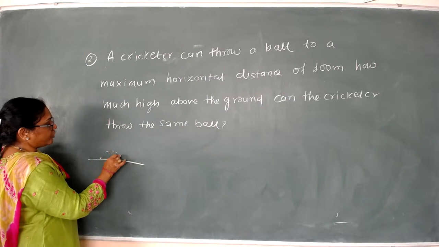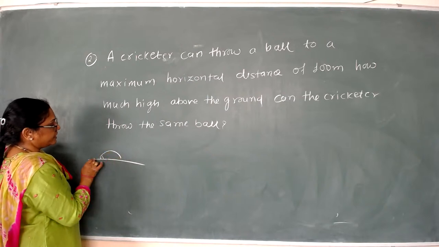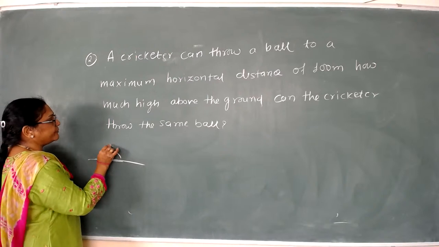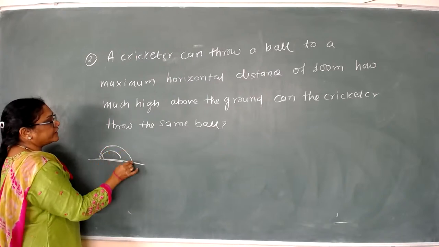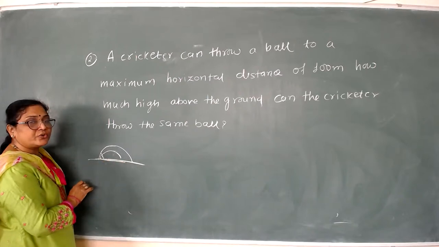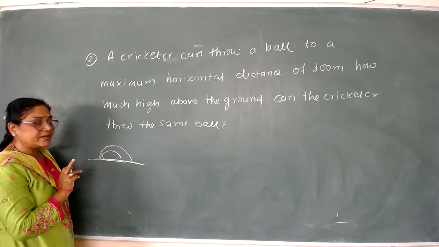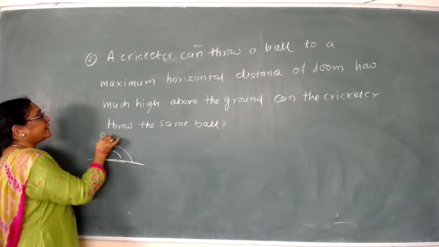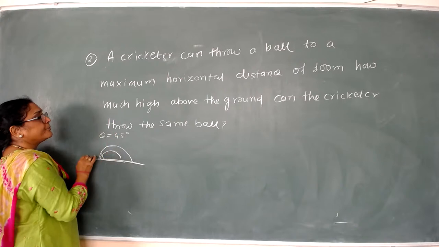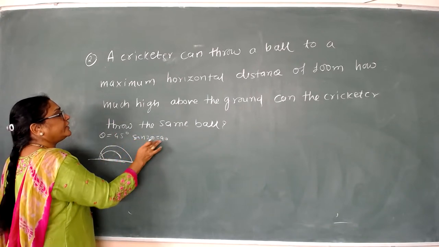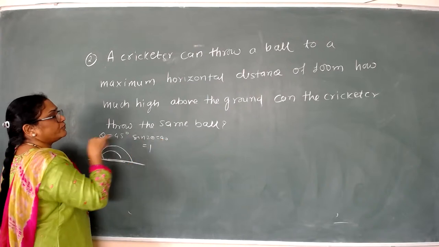When we throw that projectile with a small angle, it covers a small distance. But when we give the maximum angle, it covers a maximum distance. And we know the condition to find the maximum horizontal distance: when theta is equal to 45 degrees, sine 2 theta is sine 90 degrees, that is equal to 1.